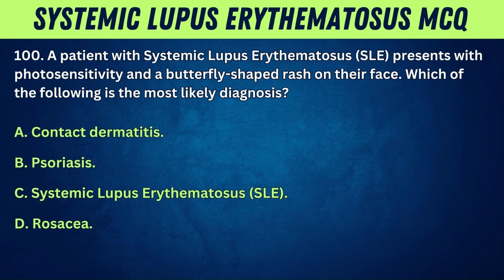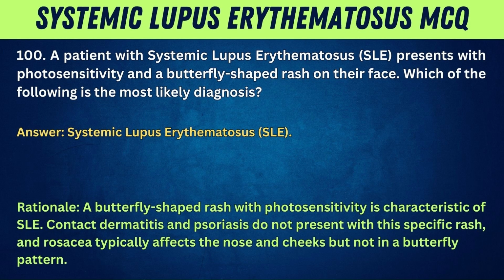100. A patient with systemic lupus erythematosus, SLE, presents with photosensitivity and a butterfly-shaped rash on their face. Which of the following is the most likely diagnosis? A. Contact dermatitis. B. Psoriasis. C. Systemic lupus erythematosus, SLE. D. Rosacea. Answer: Systemic lupus erythematosus, SLE.